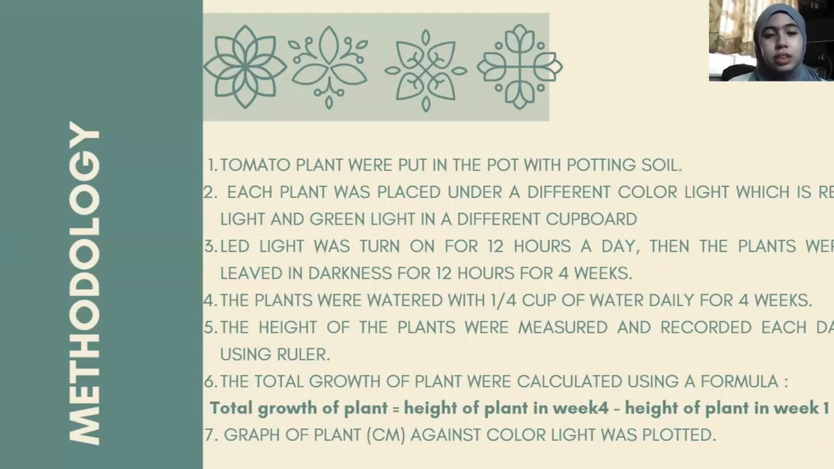Next, the total growth of plant was calculated using a formula, which is total growth of plant equals height of plant in week 4 minus height of plant in week 1. Lastly, a graph of plant height in cm against color of light was plotted.